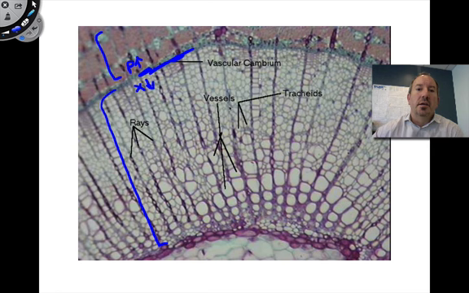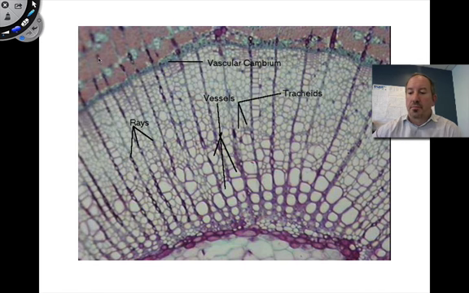Okay, and what do we have here? Well, we have these tracheids, which are these thin cells, and then we have the vessel elements, which are a little bit thicker. Okay, and this is one type of vascular lateral meristem, vascular cambium. The other one is cork cambium.